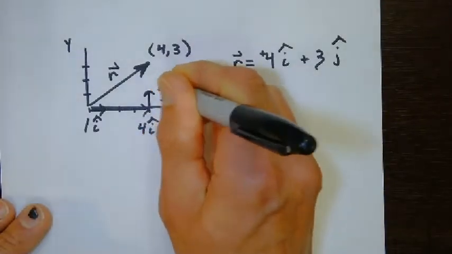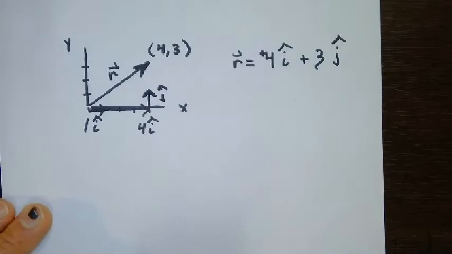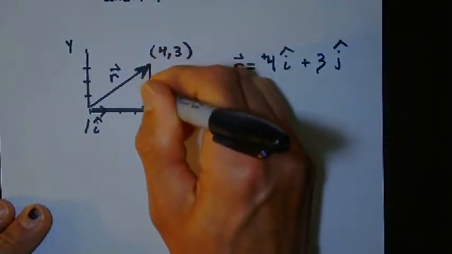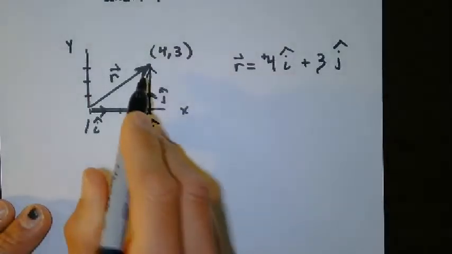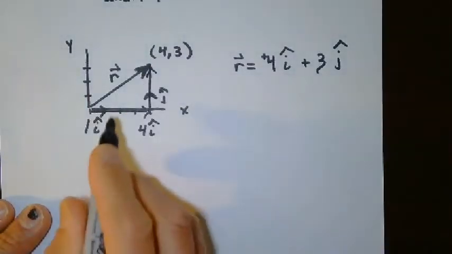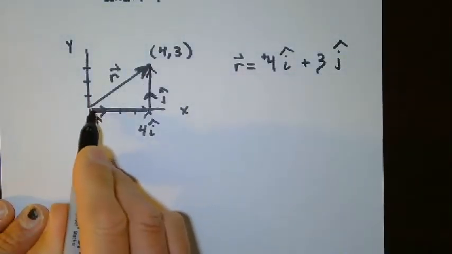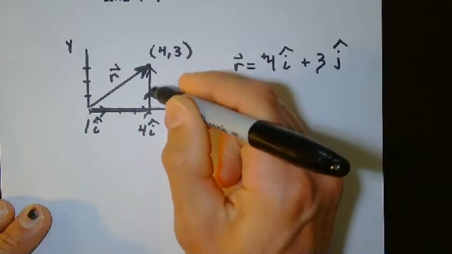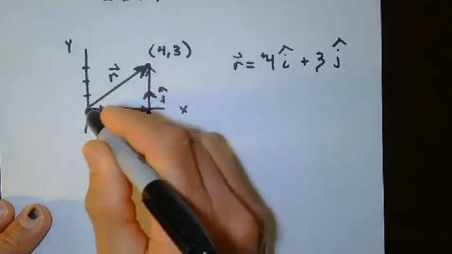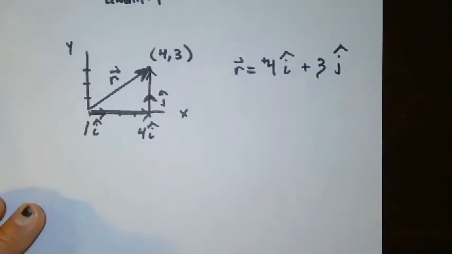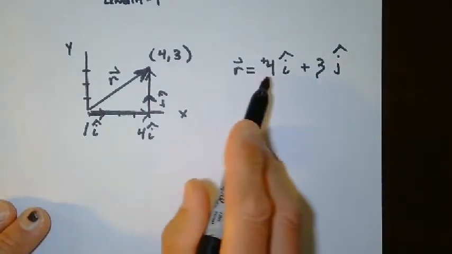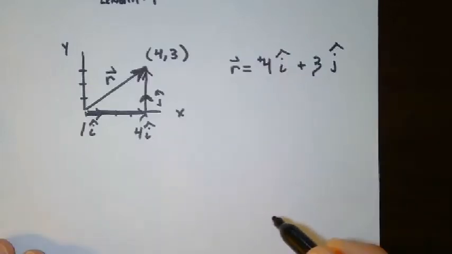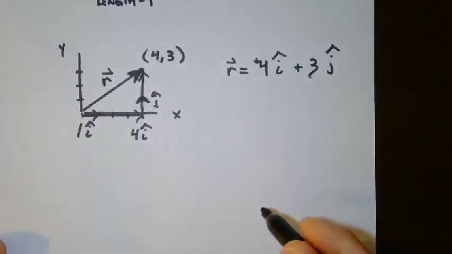So if this is j hat right here, I would multiply that by 3, and that brings me up to there. And so now I've got my head to tail method where I'm adding my 4 i hat plus my 3 j hat. And the resultant is this vector. And so I've basically just written down the r vector in terms of its components. Okay, and so that's how you do this.